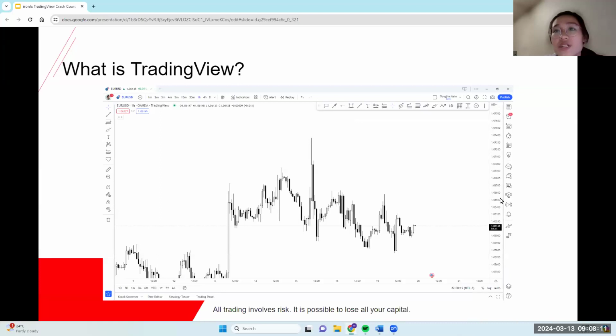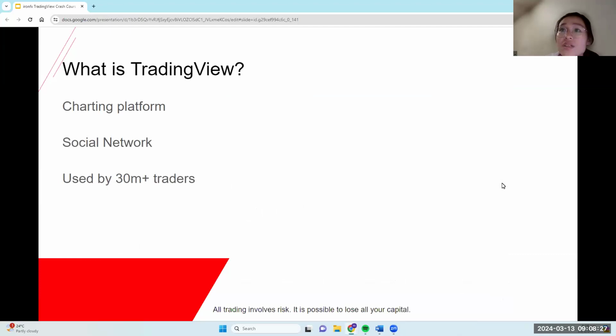Obviously TradingView is something you use when you are trying to figure out whether you should buy or sell, to conduct your technical analysis, be it on Forex or even on your stocks. It's a charting platform. It's also a social network since it gives you the opportunity to comment on others' charts and analysis, and also take a look at what other traders are trading. It is used by 30 million plus traders.